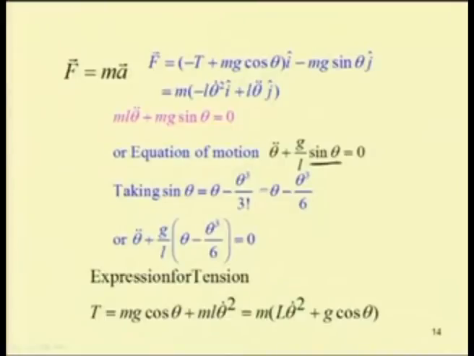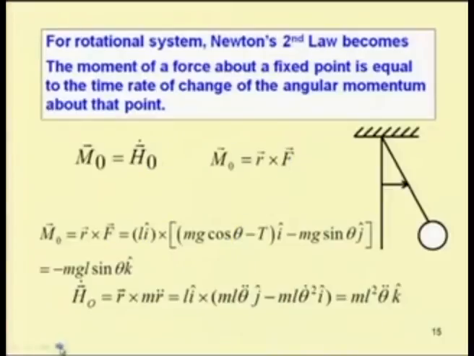So, one can expand this using a Taylor series, and write sin theta equal to theta minus theta cubed by factorial 3, or theta minus theta cubed by 6. The equation of motion can then be written as theta double dot plus g by L times (theta minus theta cubed by 6) equal to 0.